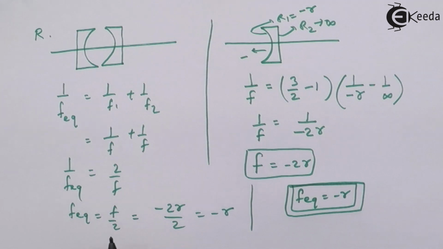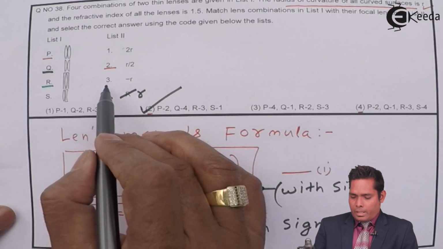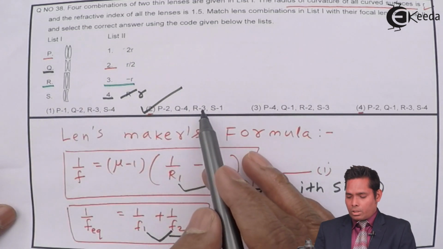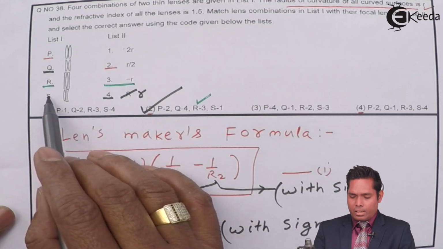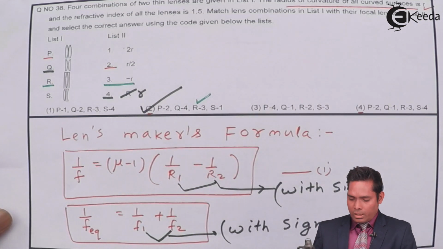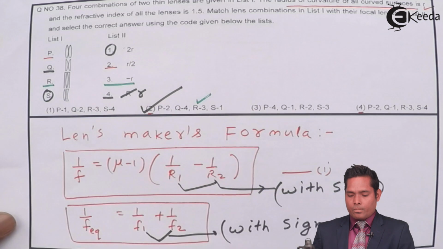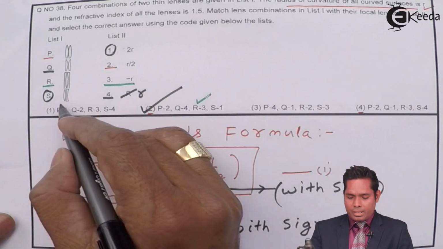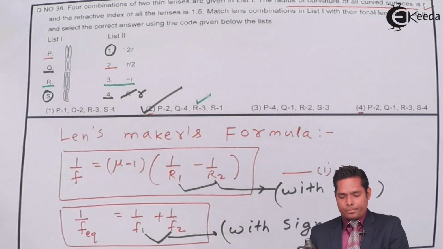If I see the options, minus r is the answer. So r will match with 3. It's matching now. And the last one we'll try and see, as the only thing remaining is this. So obviously this will match with this one. We'll see that S is one convex lens and one plano concave lens.